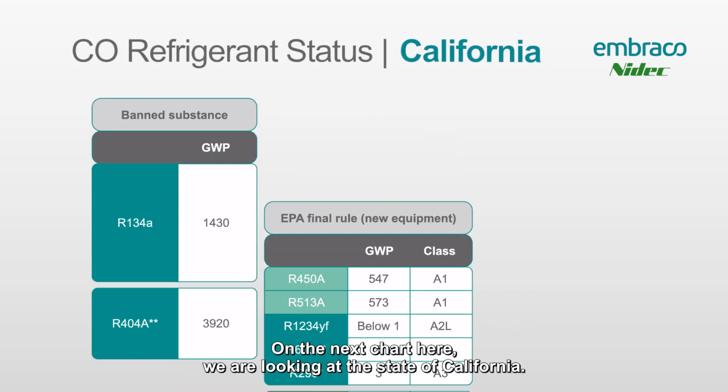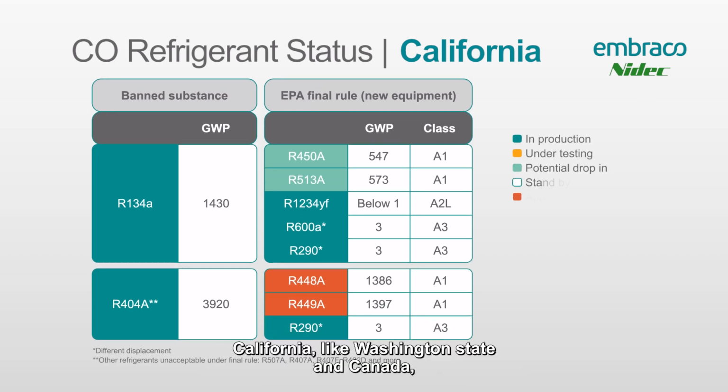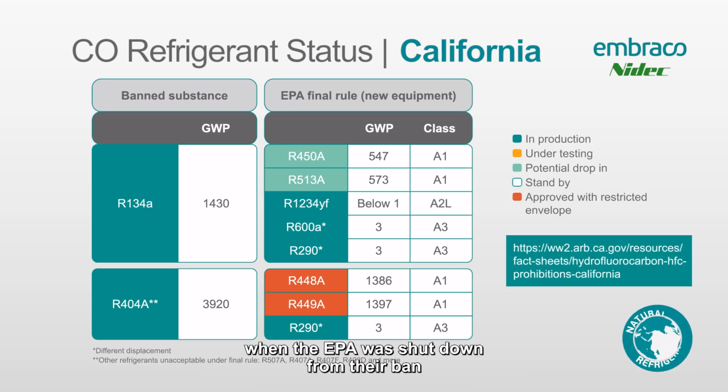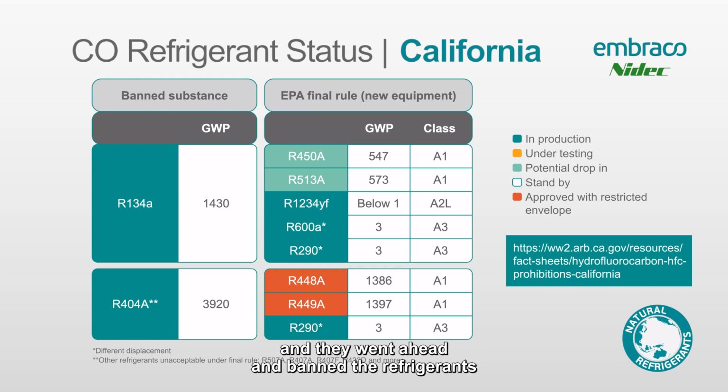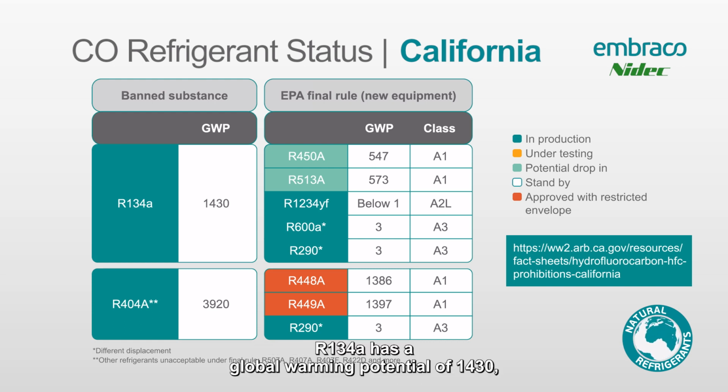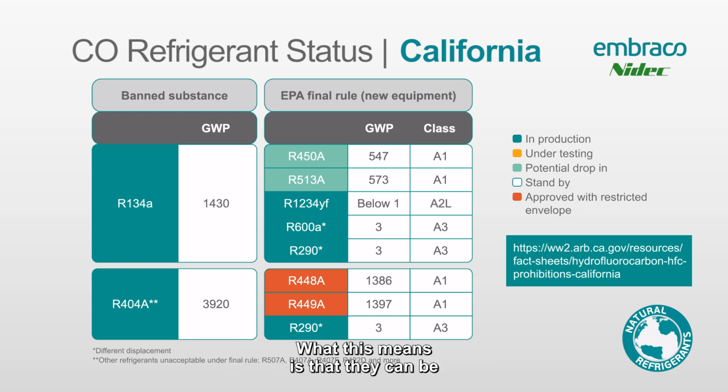On the next chart here, we're looking at the state of California. California, like Washington State and Canada, is one of the ones that has come along when the EPA was shut down from their ban, and they went ahead and banned the refrigerants just at a state level. What we're looking at on the left side of the chart is the banned substances, specifically R134A and R404A. If you look at the GWP, the global warming potential, R134A has a global warming potential of 1,430, and R404A has a global warming potential of 3,920. What this means is that they can be 1,400 times or 3,900 times potentially worse for the environment than CO2. CO2 is our baseline gas with a global warming potential of 1.